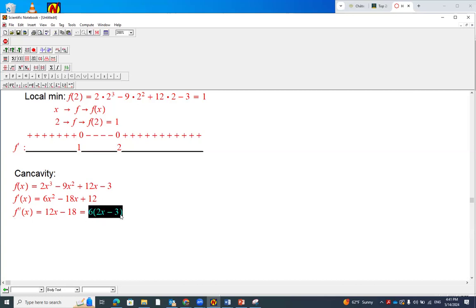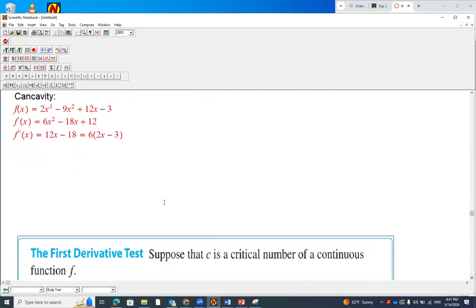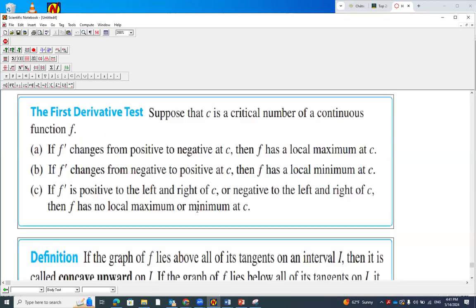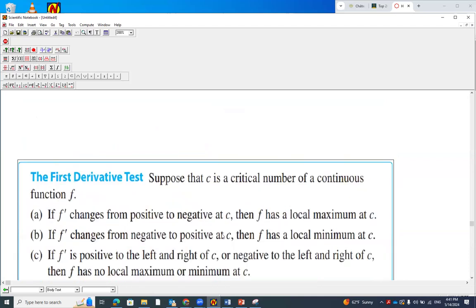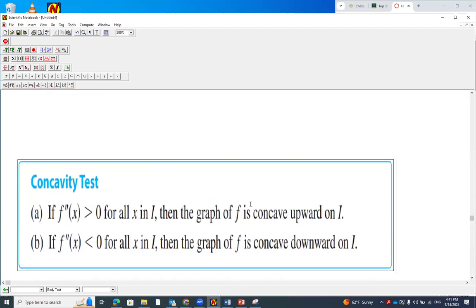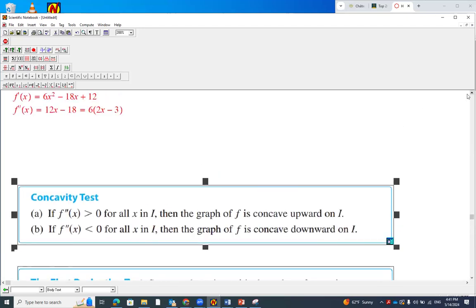And there's certainly sign changes for this function. But it's not very difficult to identify the sign changes for this function because we're about to use a concavity test. Okay, so I'm going to bring concavity test close to us, right there. So we have concavity test right next to us.